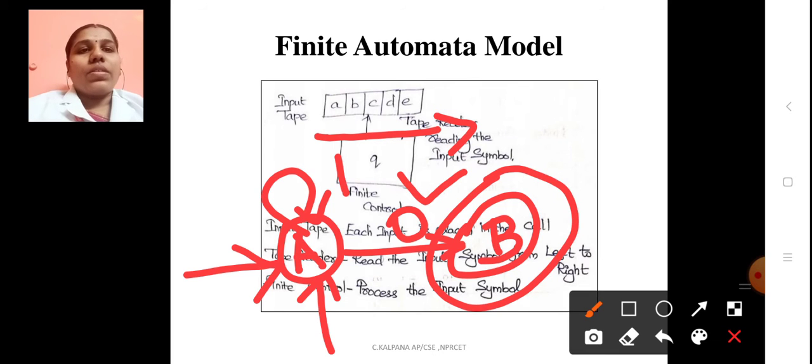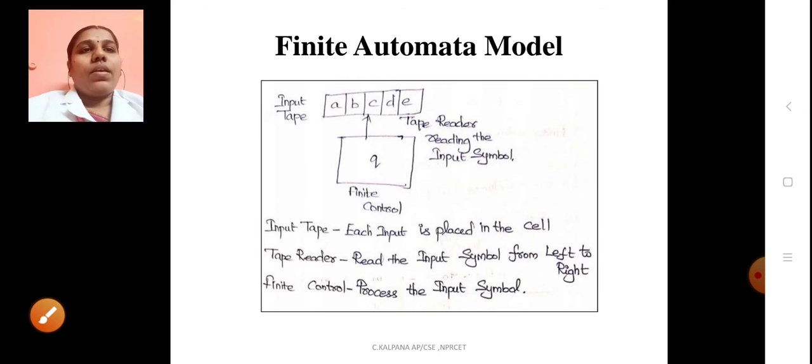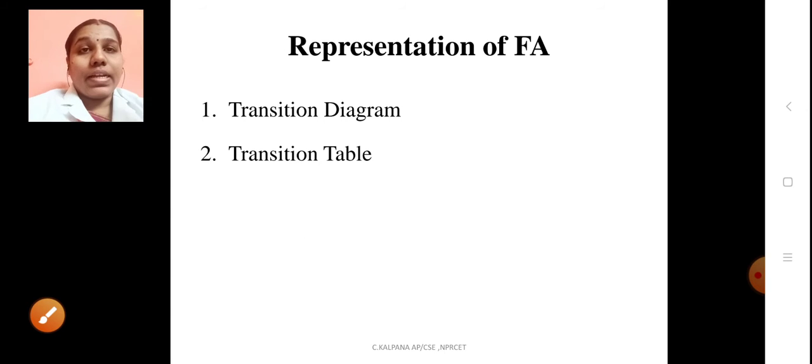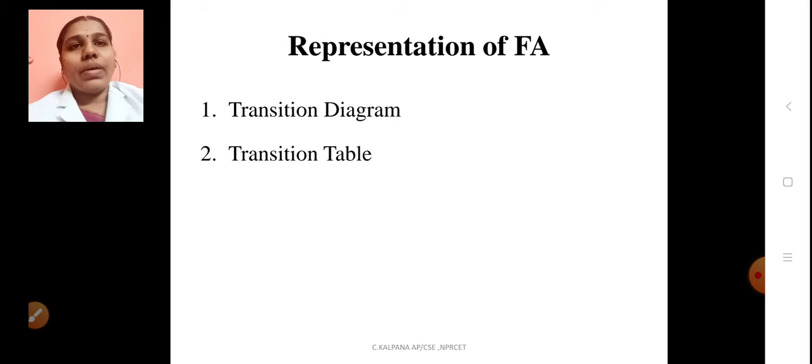It can be processed from left to right, and then you move to 0. 0 is processed from A to B. So this is the model diagram of finite automata. And the next one is the representation of finite automata. It can be represented by this model.